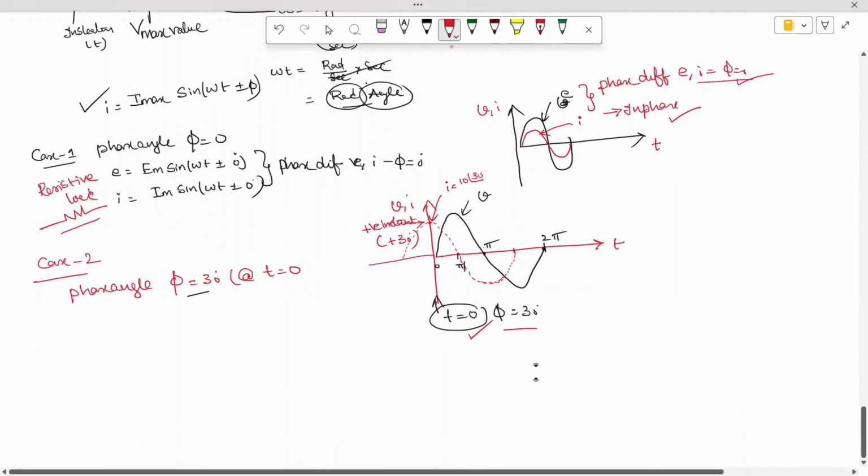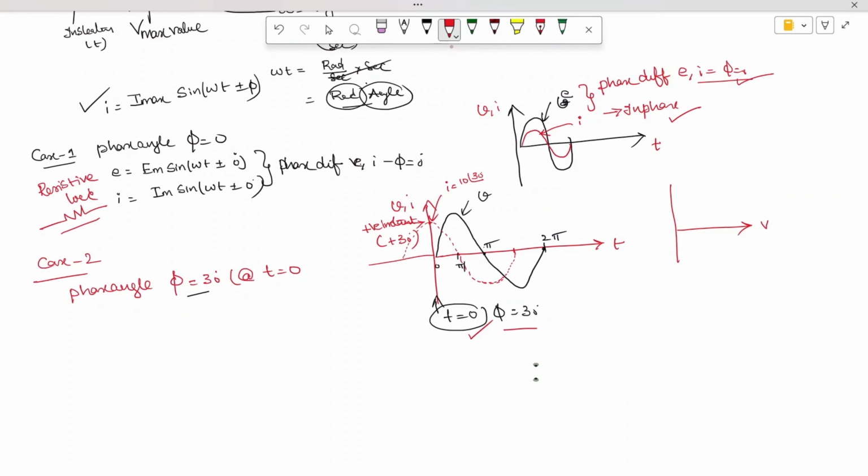You can draw it in one more style also. When you draw this waveform on a phasor diagram, this is the voltage at an angle phi, and the current I is equal to 10 at an angle of 30 degrees. The angle made in the counter clockwise direction is 30 degrees. So the magnitude of the current is 10 and the angle is 30. Then these types of loads are called capacitive loads, and these types of loads are generally exhibited by capacitors.